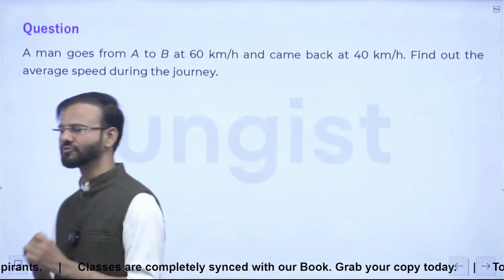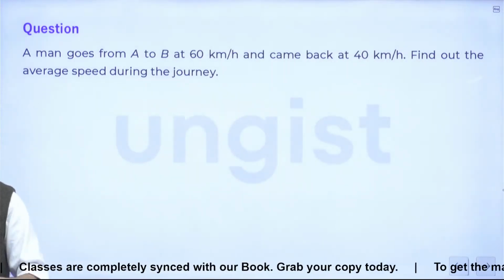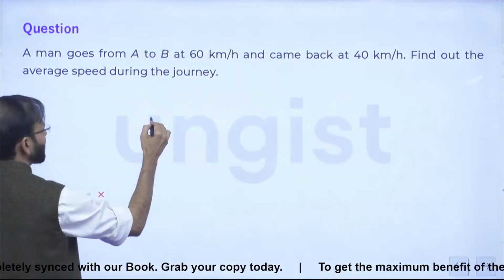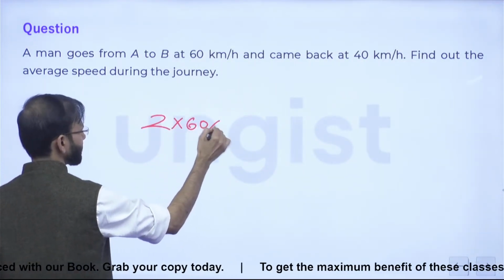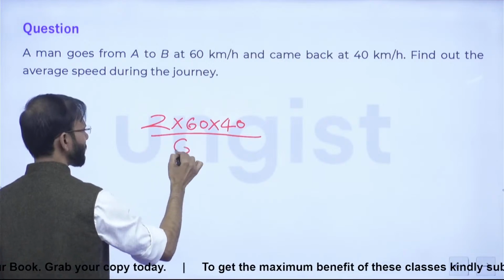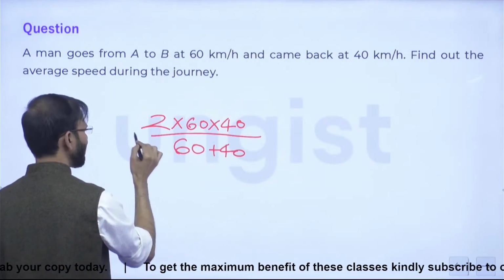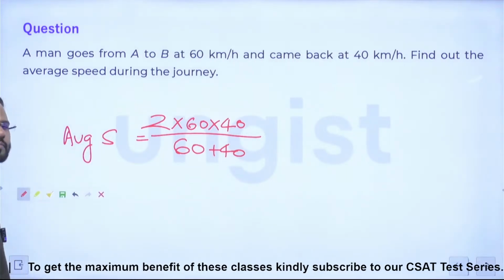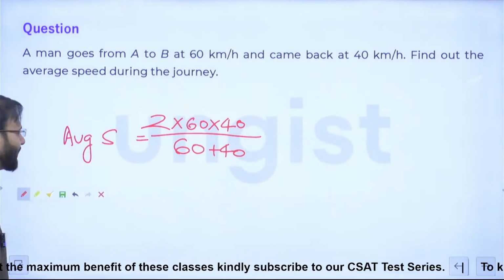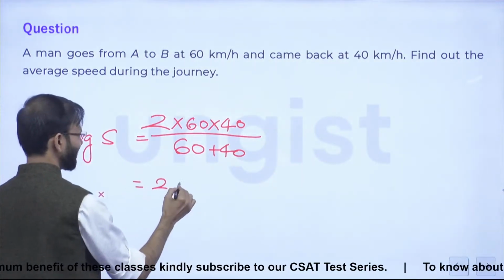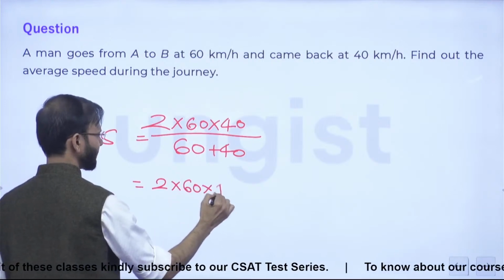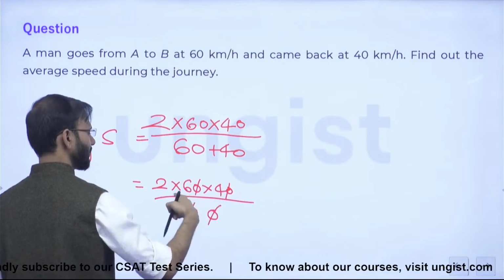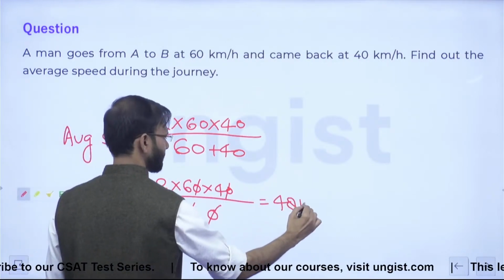So 2 into 60 into 40 divided by 60 plus 40. Think on it. This is 2 into 60 into 40 divided by 60 plus 40, right? The average speed will be this, right everyone? So this is 2 into 60 into 40 divided by 100. So this is 48.